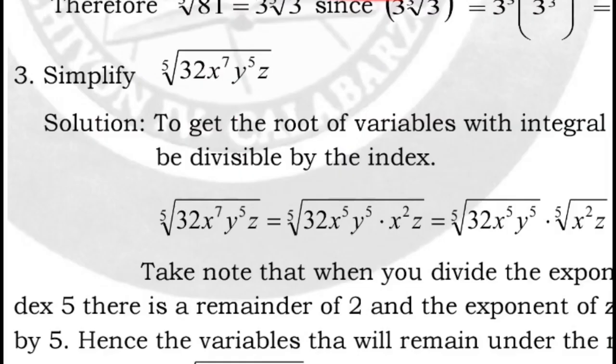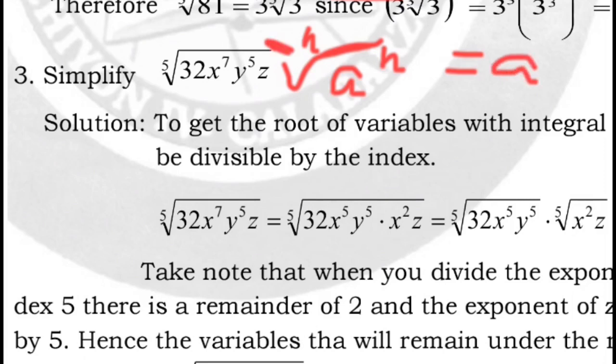So in here, we're going to apply the nth root of a to the power of n equals a. Our aim here is to make the index n and the exponent of the radicand equivalent so that we can simplify. So for example, if we have the fifth root of 32, we can write 32 as 2 to the power of 5. So this will become the fifth root of 2 to the power of 5.